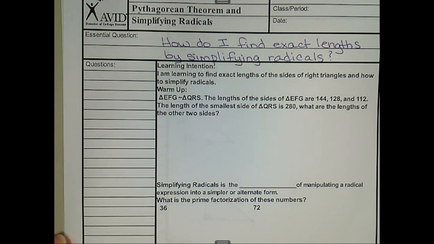The lengths of the sides of EFG are 144, 128, and 112. The length of the smallest side of QRS is 280. What are the lengths of the other two sides? So pause the video and see if you can set up those equivalent fractions.